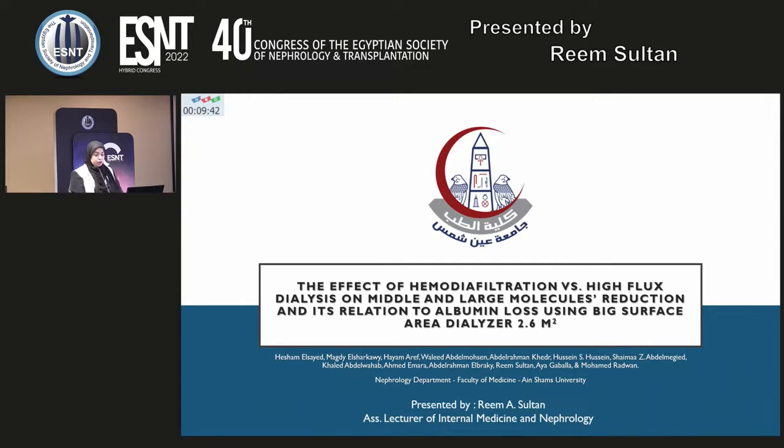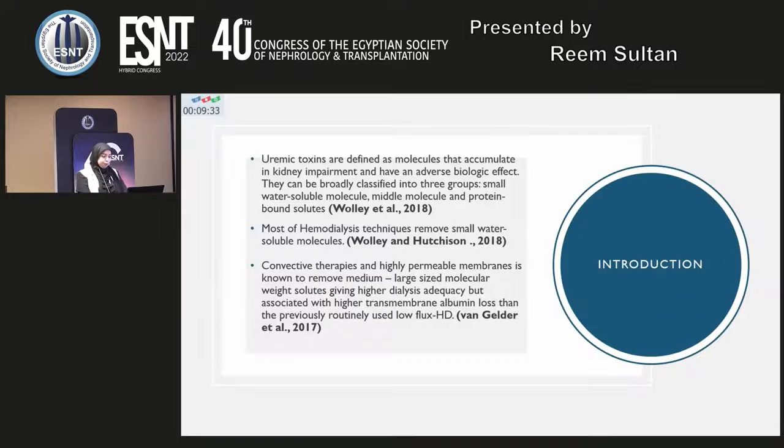Our study: the effect of hemodiafiltration versus high-flux dialysis on middle and large molecules reduction and its relation to albumin loss using a high surface area dialyzer, 2.6 meters square.